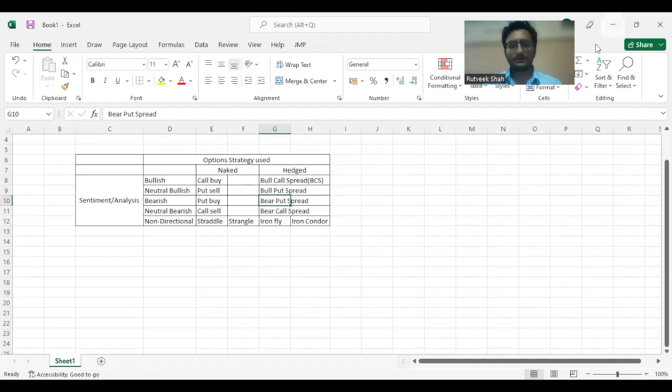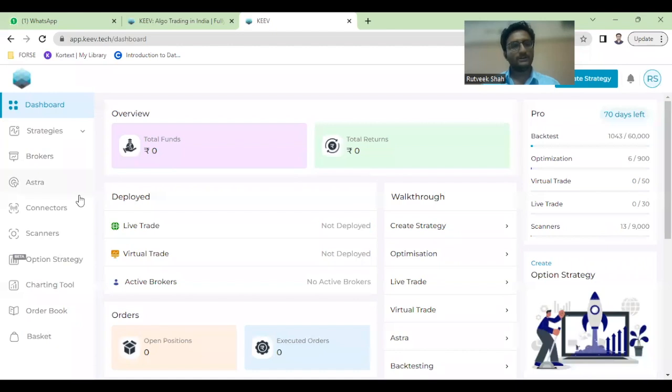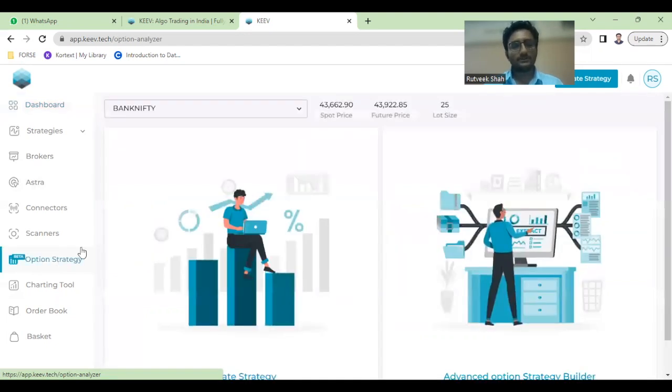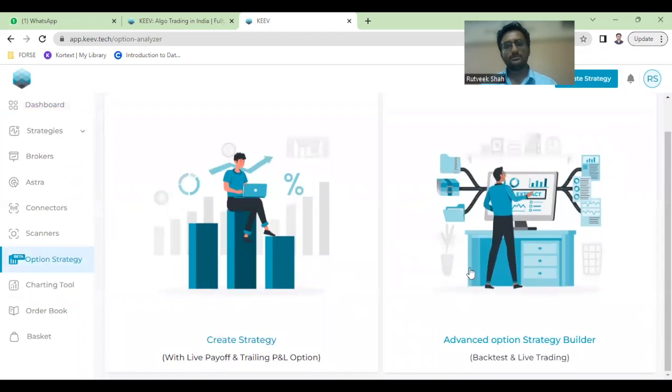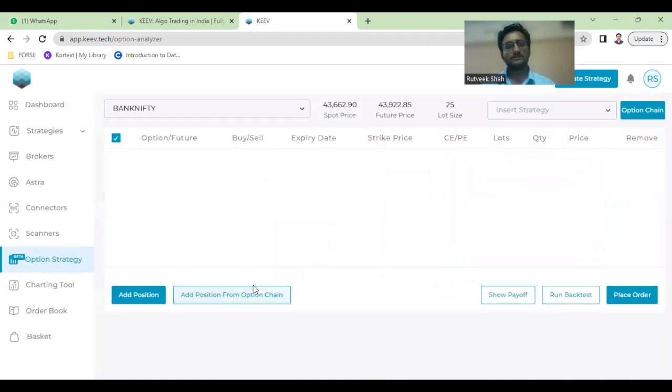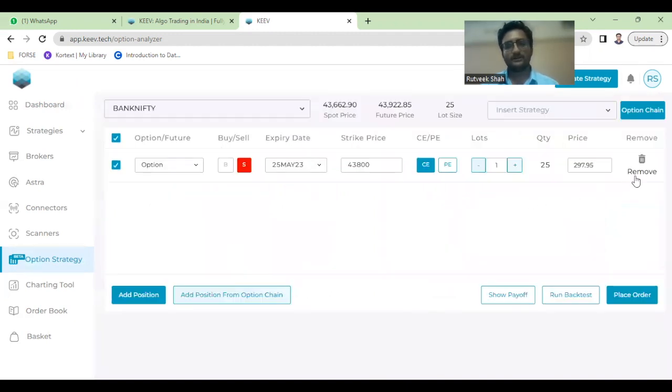So moving forward, as we can see in our platform, option strategy. This is one of our newer features, and I'll give a brief overview on how you can use it. So here, going to the page, you will see two options: create a strategy and advanced option strategy builder. So here you can execute and you can backtest your strategy, you can live trade. But for the purposes of this video, we'll be mainly using this part where we'll be creating a strategy.